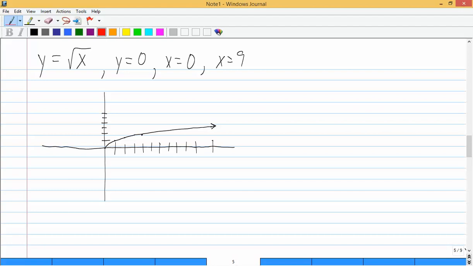We have y equals 0. We have x equals 0. And we have x equals 9. I think that I made 9 out here, and it's supposed to be about right here. But you get my drift. It's supposed to be right here. It's supposed to be 3. All right? So there's y equals 9.